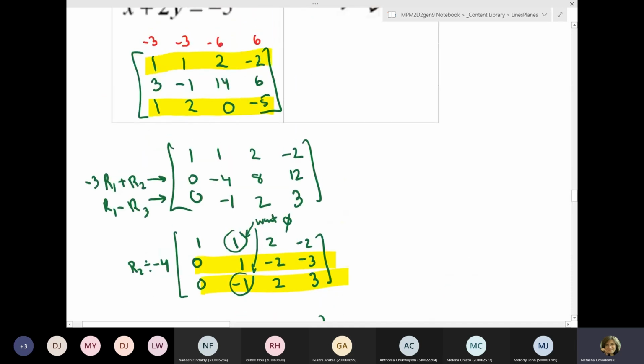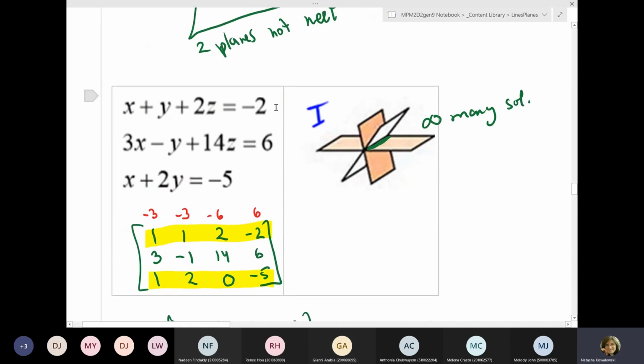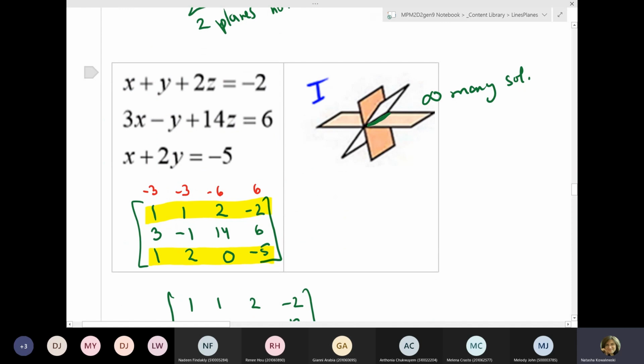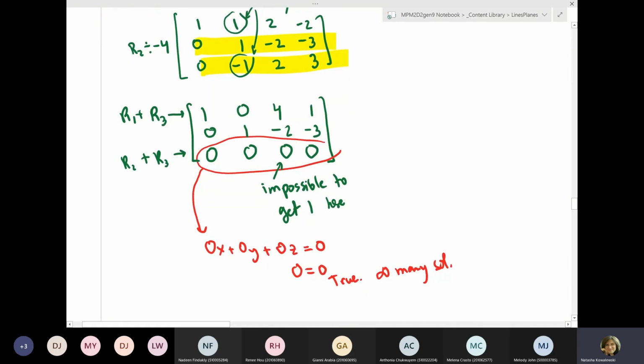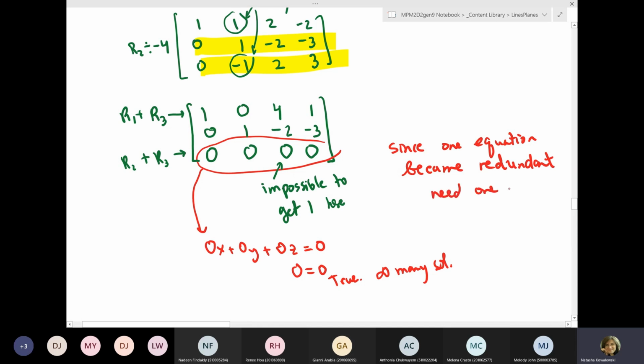Just like I mentioned here, this was where we had a line of intersection. So how do we go back working from this? Because this whole equation became 0, one equation is redundant now, it disappears, so we need to use one parameter.